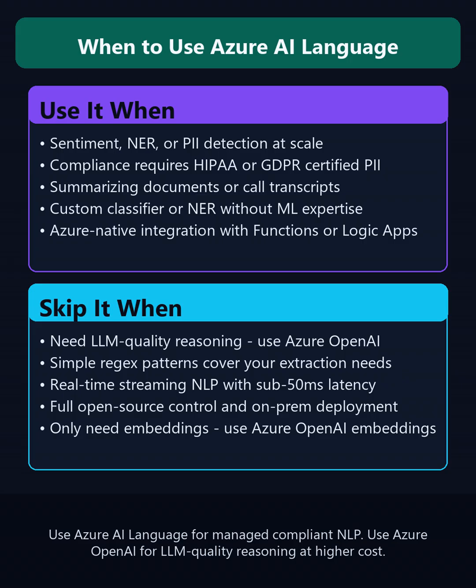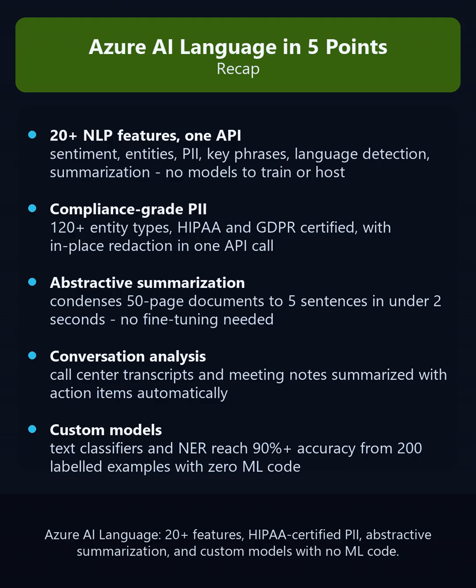Azure AI Language in 5 points. 1. 20+ pre-built NLP features in one API: sentiment, entities, PII, summarization, language detection. 2. PII and PHI detection with redaction. Certified for HIPAA and GDPR compliance. 3. Abstractive summarization that condenses long documents in under 2 seconds. 4. Custom text classification and NER trained on as few as 200 labeled examples. 5. Conversation analysis for call center transcripts and meeting notes at scale.